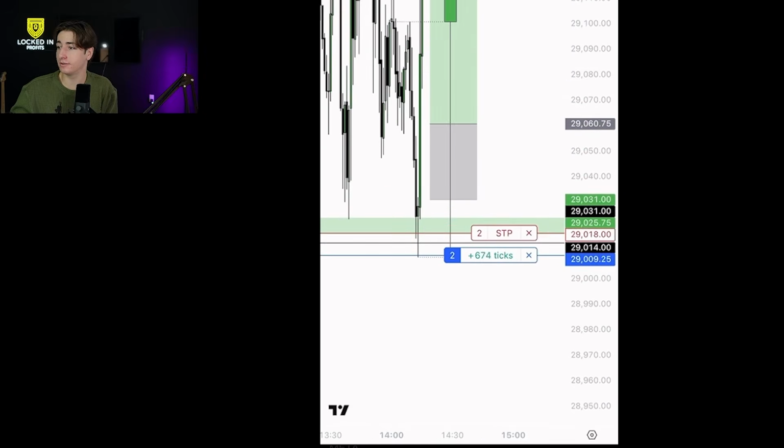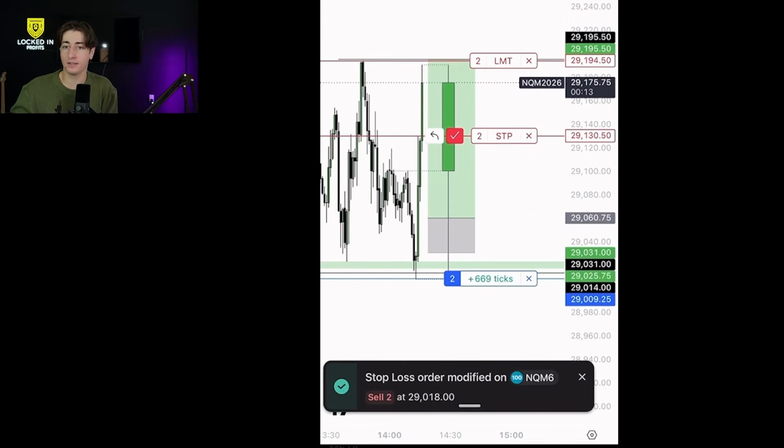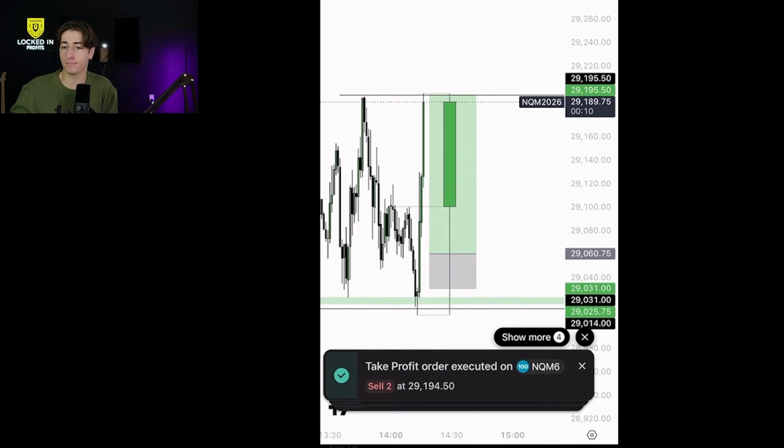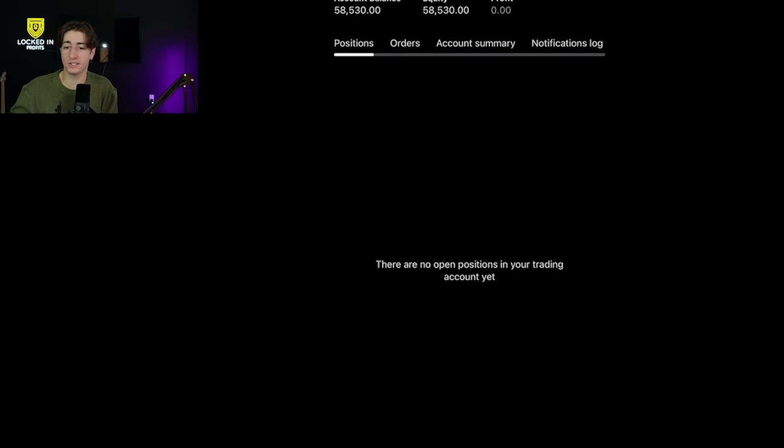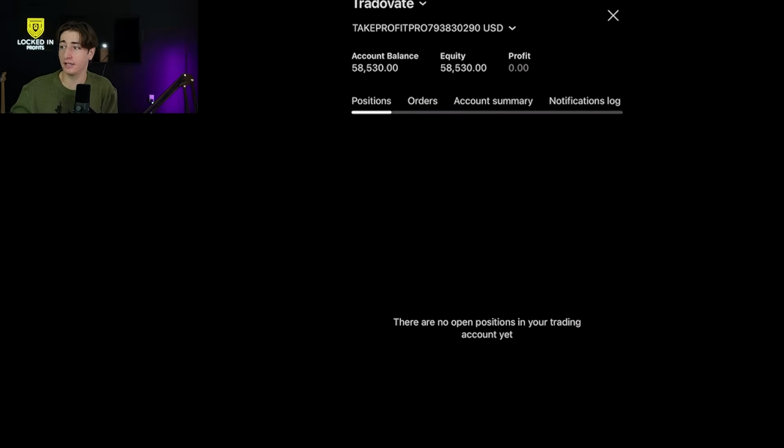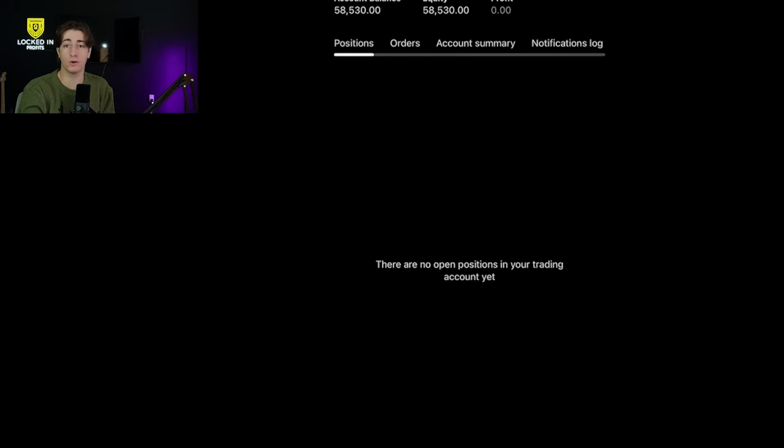As you can see, literally the bottom tick, 720 ticks pretty instantly there. And this is a Take Profit Pro account. So let's go over this trade and see how to execute it without a 15-minute gap.